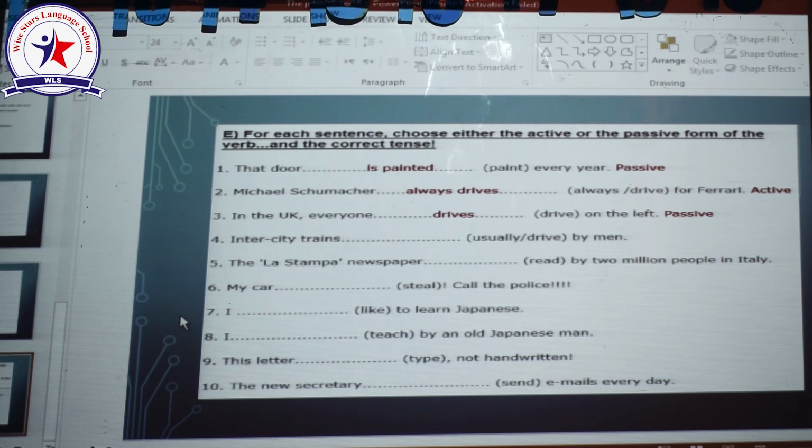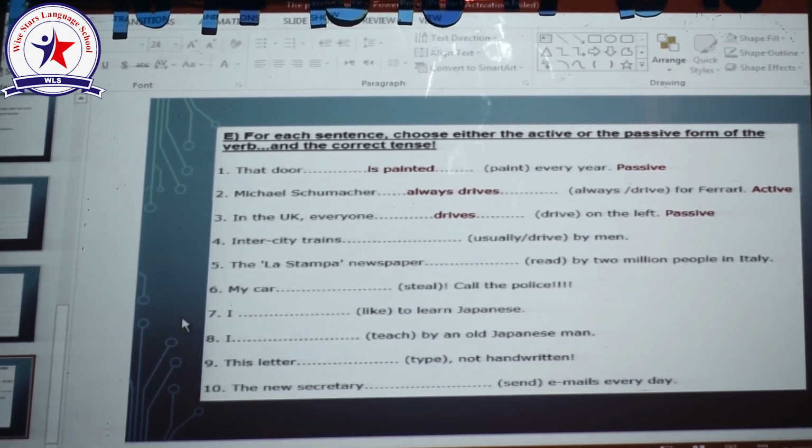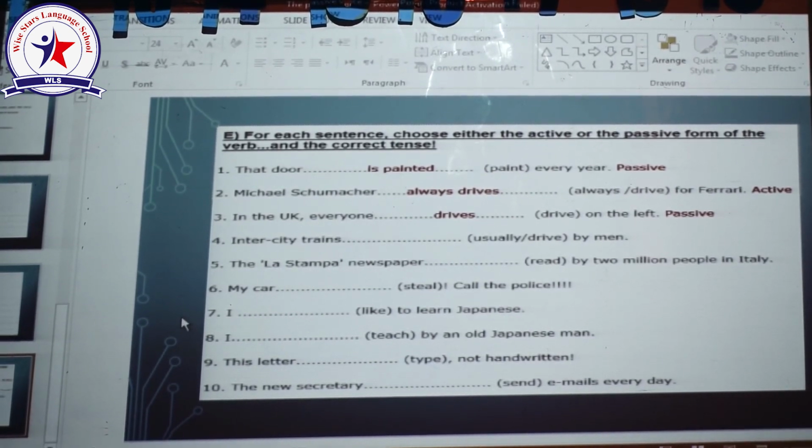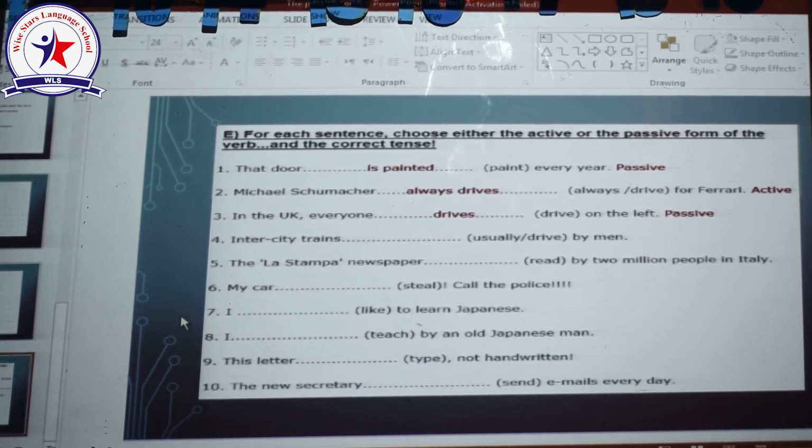Number 2, Michael Schumacher always drive for Ferrari. Is it an active or passive sentence? Yes, it's an active sentence because Michael Schumacher is the doer of the action. He is the one who drives. So Michael Schumacher always drives for Ferrari. Present simple. Number 3, in the UK, everyone drive on the left. Active or passive? It's active, really, yes, because in the UK, everyone drives on the left. So the answer will be drives, normal present simple.